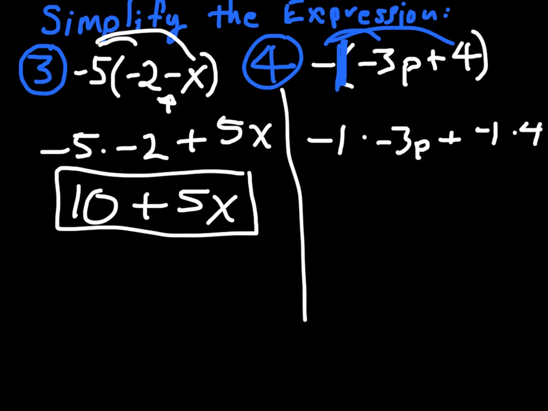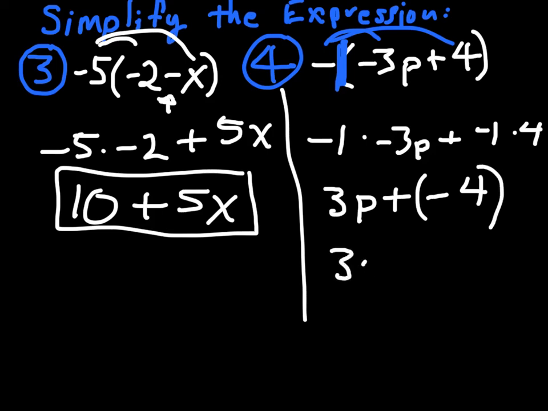So if we simplify this, we'll have negative 1 times negative 3p. Negative times a negative is a positive, positive 3p, plus the negative 1 times 4 is just negative 4. Again, since it's plus a negative, we can write it as just minus. So we'll have 3p minus 4 for our answer.